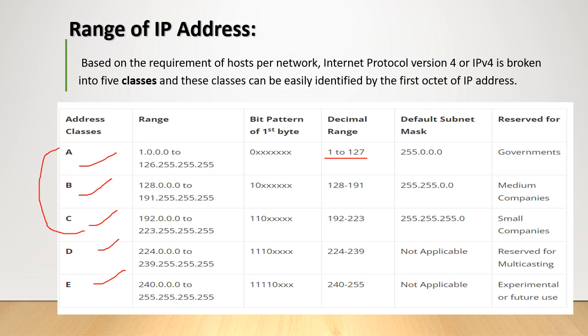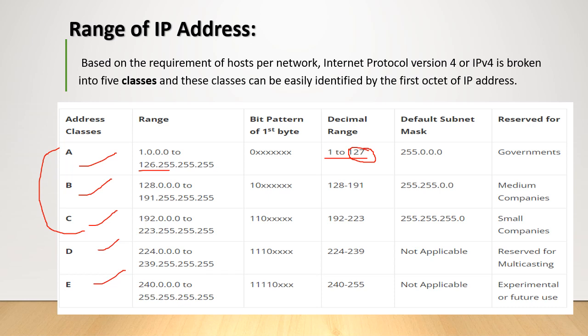This address belongs to class A: 1.0.0.0 to 126.255.255.255. Here if you notice, we have mentioned only 126. Where did 127 go? Where does it belong? In class B, it starts from 128. I will tell you in the upcoming slide.